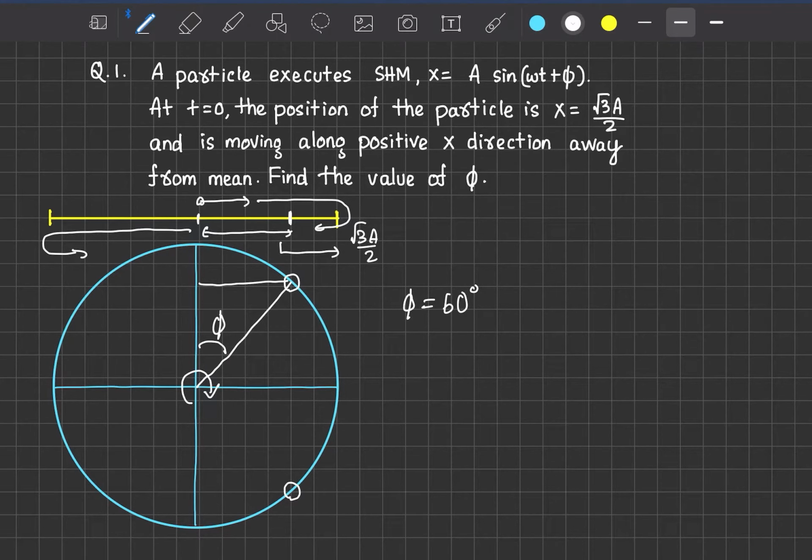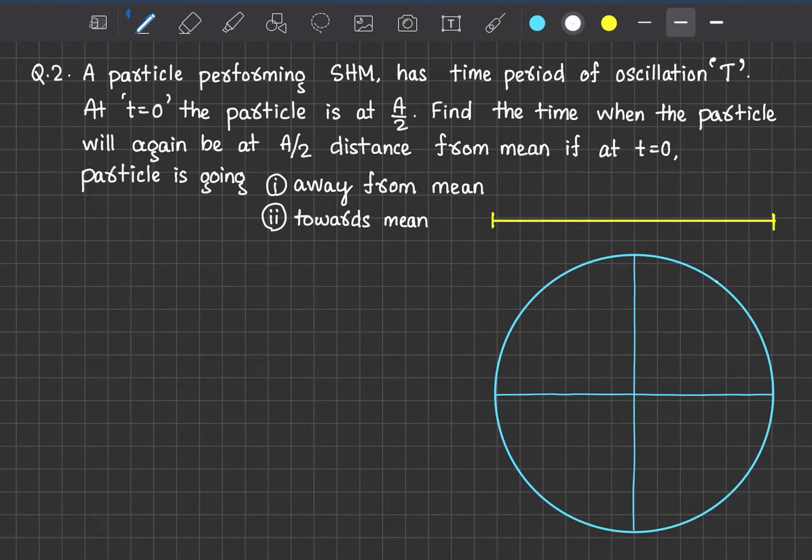Now going to question number 2. Here it says a particle performing SHM has time period of oscillation T. At t equals 0 the particle is at a by 2. This is to be noted here. Find the time when the particle will again be at a by 2 distance from mean if at t equals 0 the particle is going away from mean or towards mean.